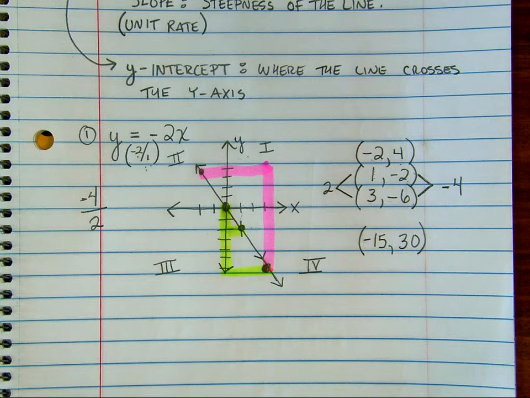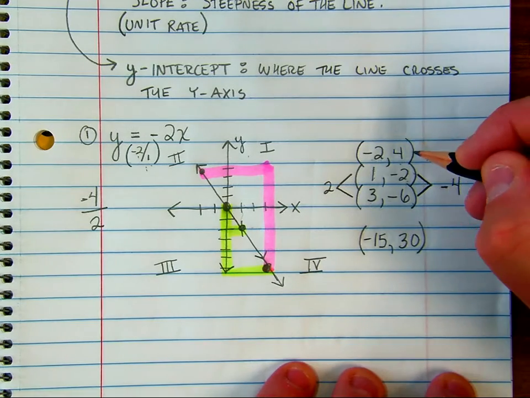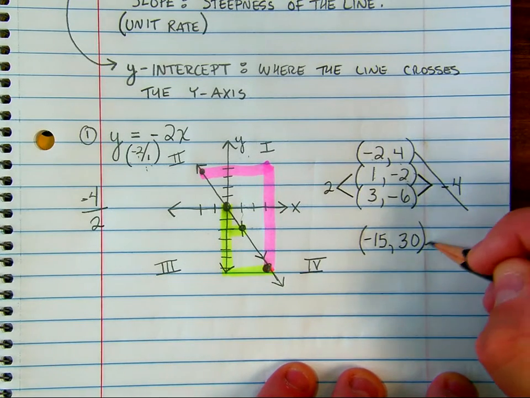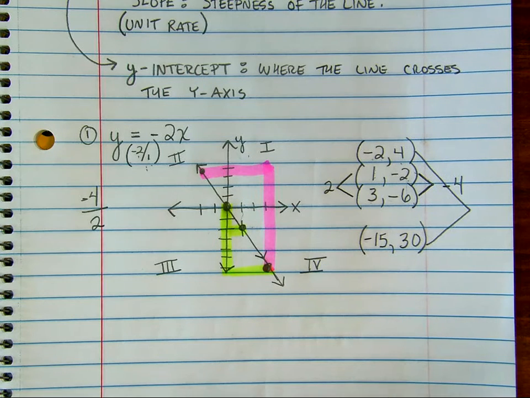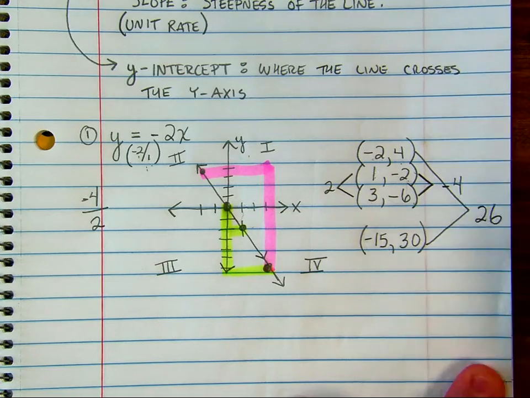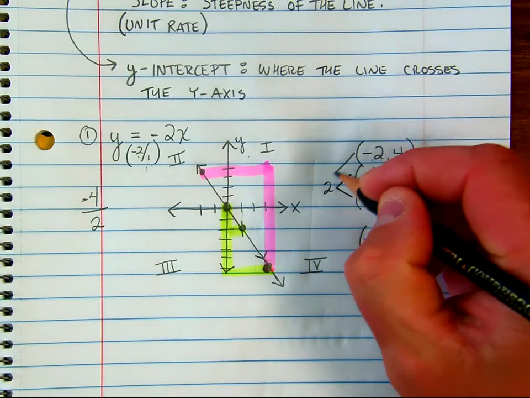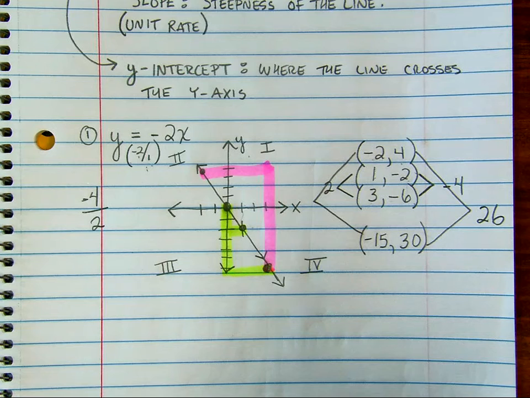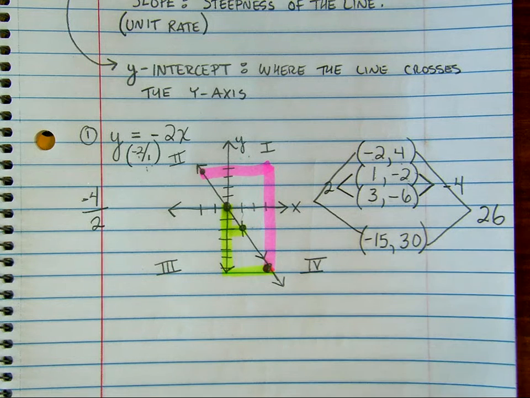What about these two? 4 and 30. What's the difference between 4 and 30? Angelina? 26. 30 minus 4 is 26. Now, what's the difference between -2 and 15? Nate? 7.5.